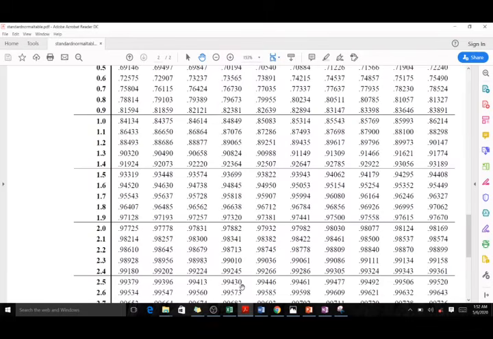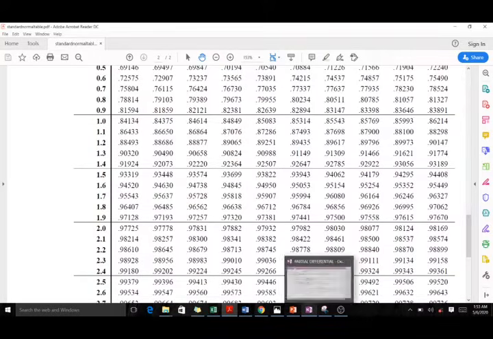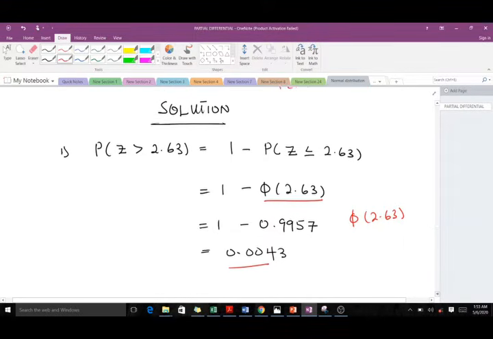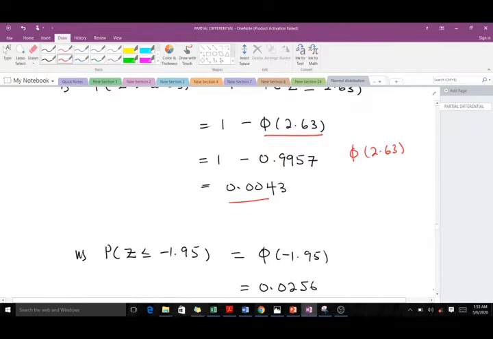So 2.63, so this is 2.6, this is 0.03, so it is 0.99573. I hope you can see that, 0.99573, and that's definitely what we can see here, 0.99573, but we rounded it over to 4 decimal places. That's why we have this. So that's the solution to the first question.